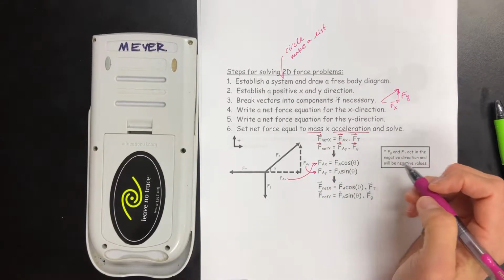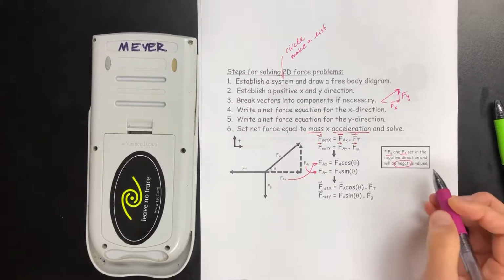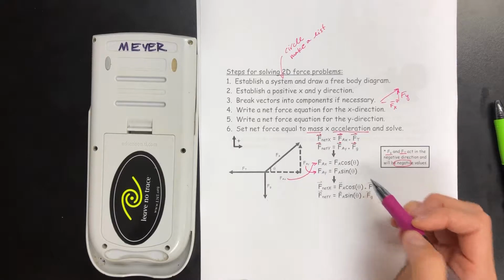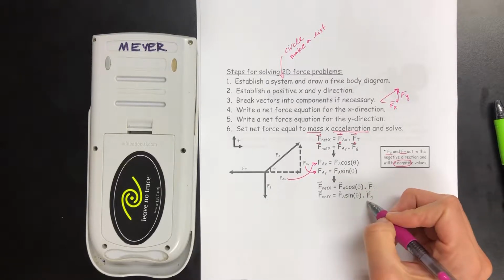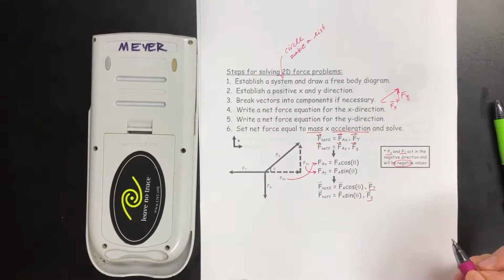Now notice that gravity and tension are acting in the negative direction. So they are going to be negative values. So when you plug in numbers to solve, you would plug in a negative number for force of gravity, and you'd plug in a negative number for force of tension. And then you could solve for whatever you were looking for.